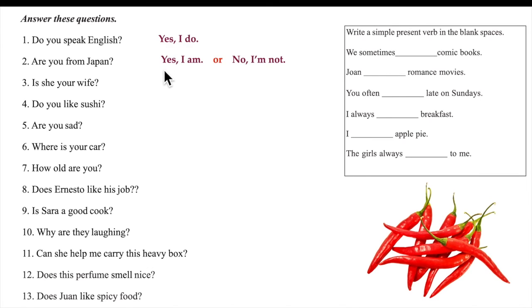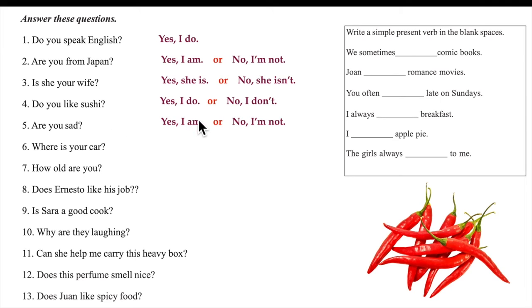Are you from Japan? Yes, I am, or no, I'm not. If you are not from Japan, let's say you're from China, you could say, no, I'm not. I'm from China. That's perfect. Is she your wife? Yes, she is. Or, no, she isn't. Do you like sushi? Yes, I do, or no, I don't. If you're going to say no, I don't, you could say, no, I don't. I like, and then, I don't know, steak, okay?